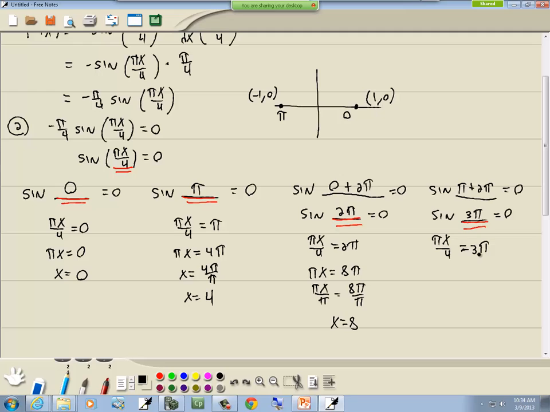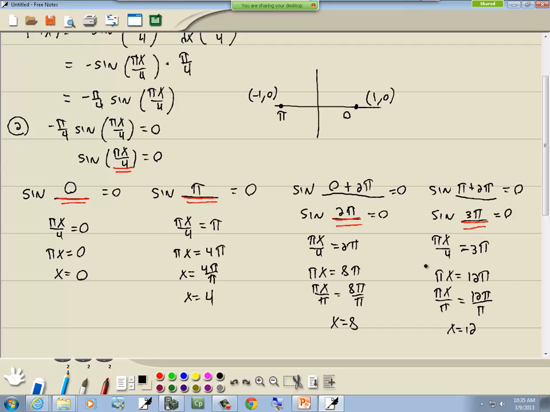Now this one, multiply both sides by 4, and we get pi x is equal to 4 times 3 pi, which is 12 pi. Divide both sides by pi, and you get x is equal to 12.